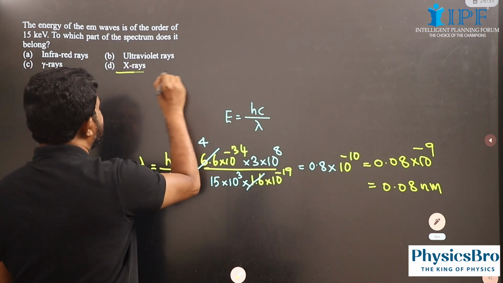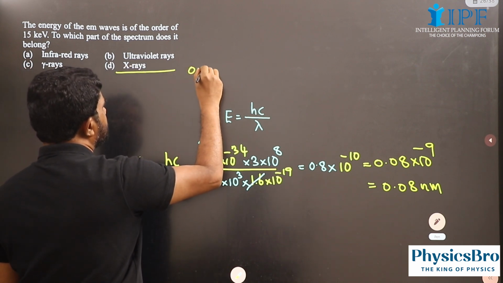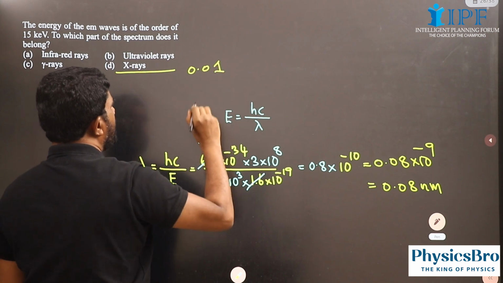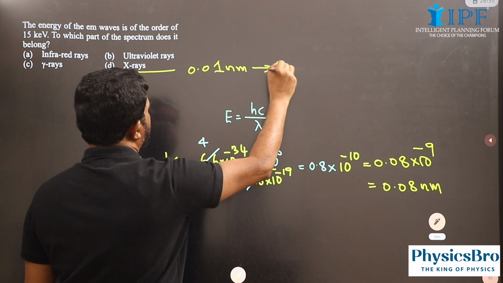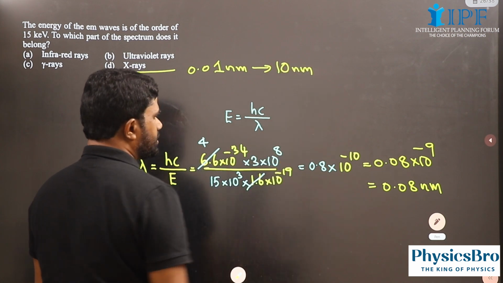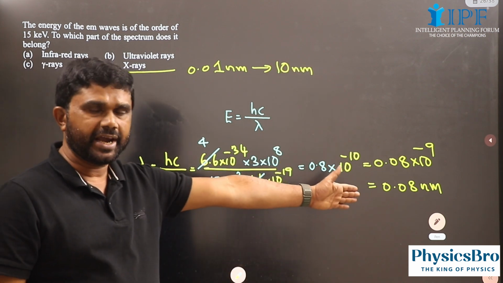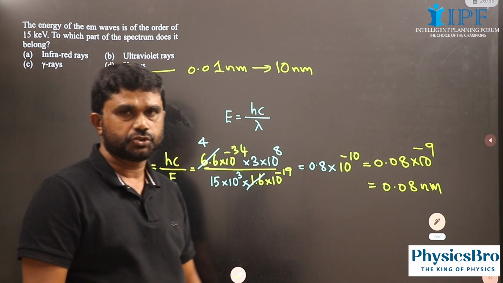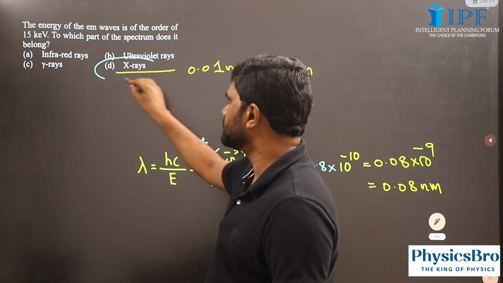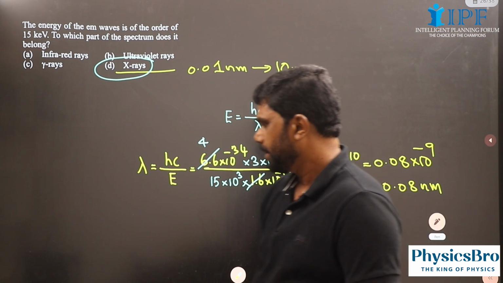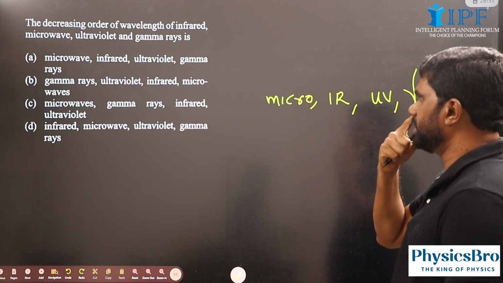Children, X-rays have wavelength ranging from 0.01 nanometer to 10 nanometer, and this 0.08 nanometer lies in between. So this radiation belongs to X-rays. So this must be the correct option.